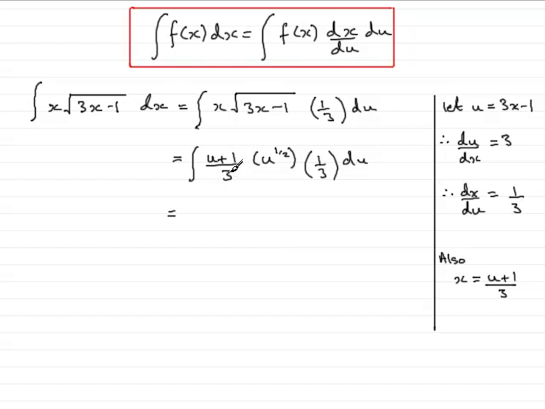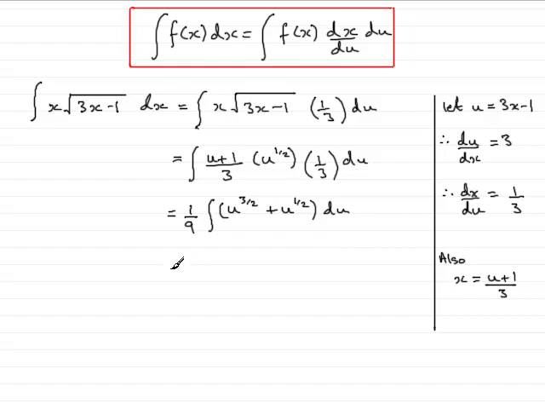Here I have essentially 1/3 with another third, so that's going to be 1/9, and it's best if we take that out the front of the integral. And then I'm left with u plus 1 multiplied by u to the 1/2, which I'm going to expand. So u to the power 1 times u to the 1/2 is u to the power 3 over 2. And then 1 times u to the 1/2, that's going to be u to the power 1/2. Got a couple of terms here, so make sure we put that in brackets and then integrate with respect to u.